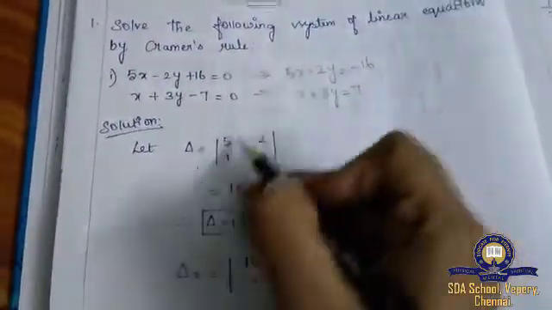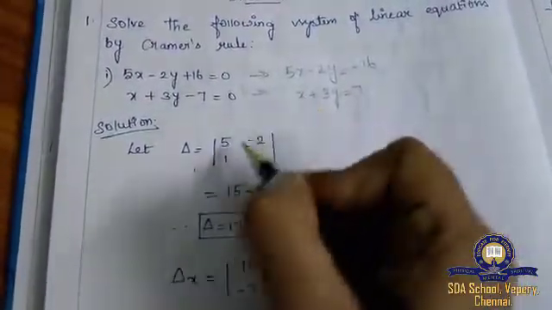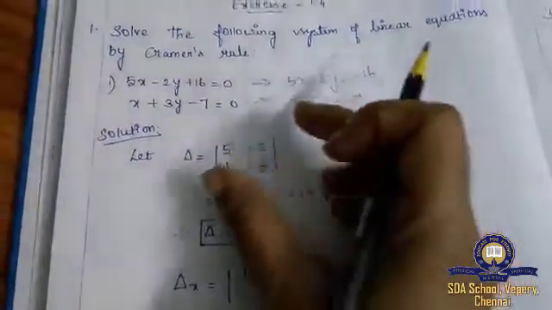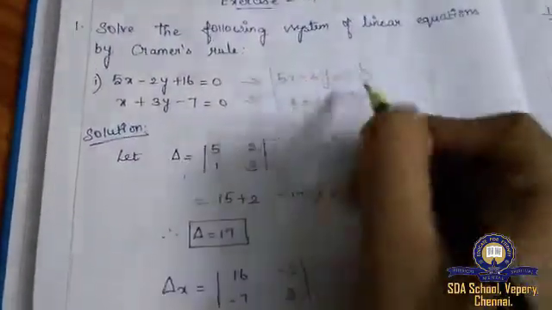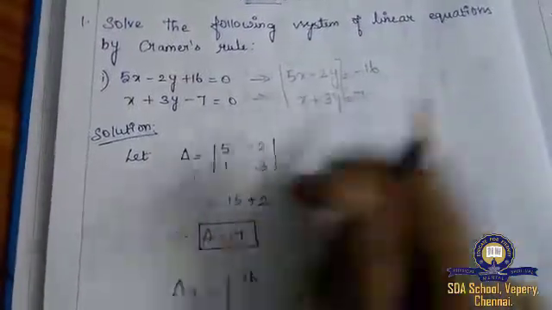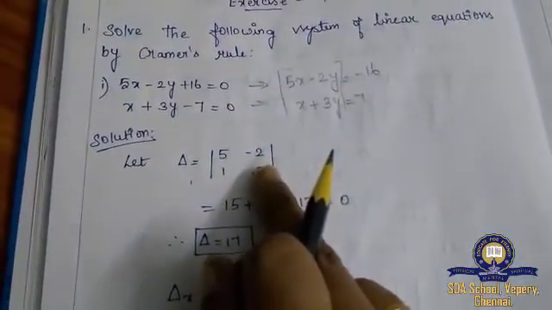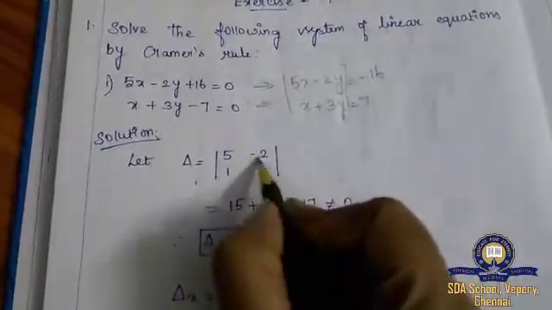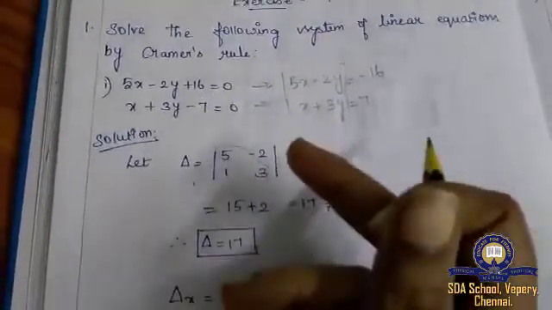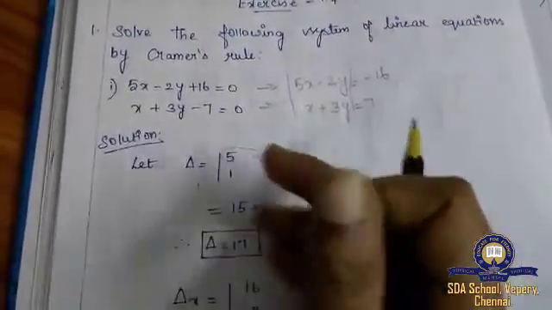So 5 minus 2, 1, 3. Delta means only this part is supposed to be taken. So I've taken the value. The delta is nothing but the determinant value. So how will you find out the determinant? For a 2 cross 2 matrix, you can directly cross multiply.